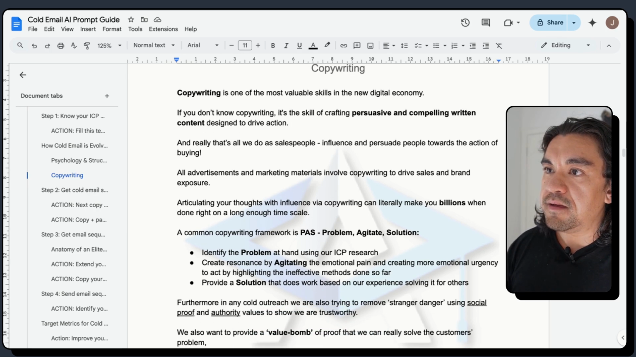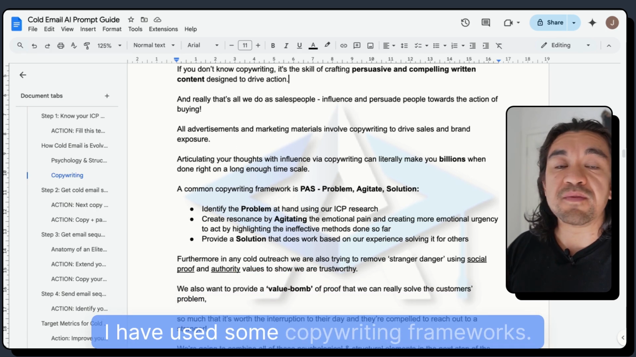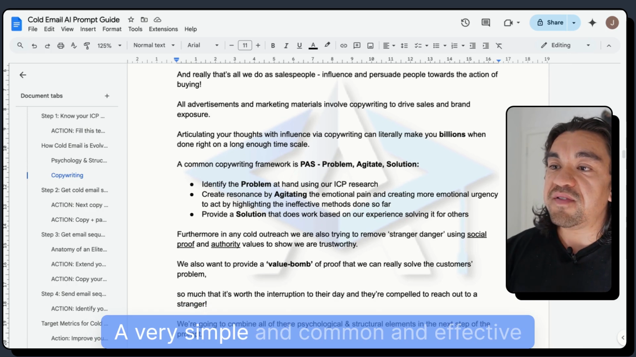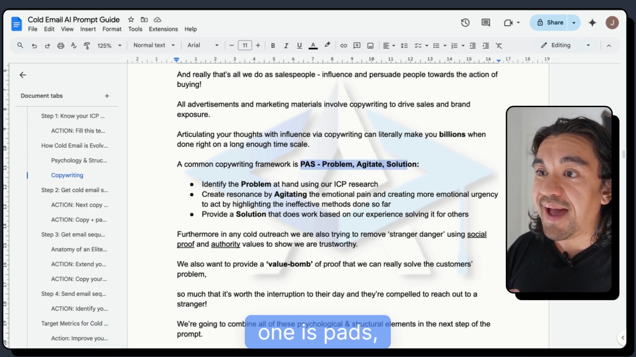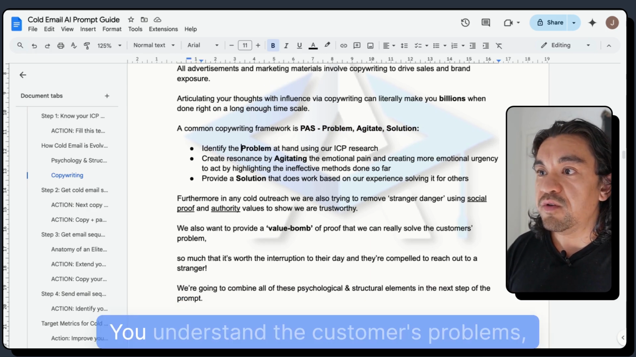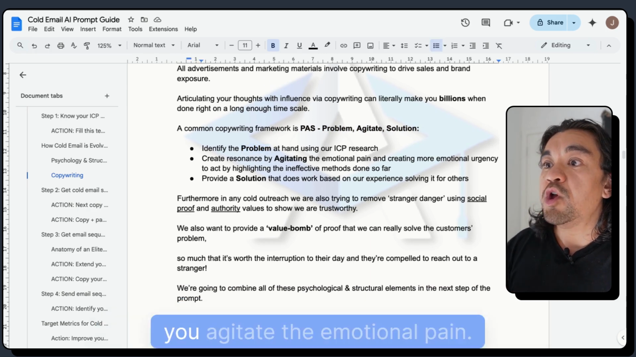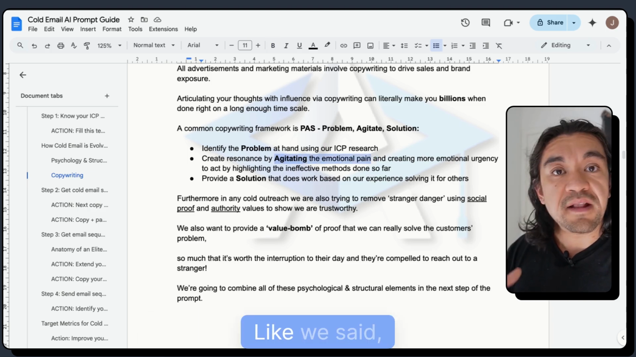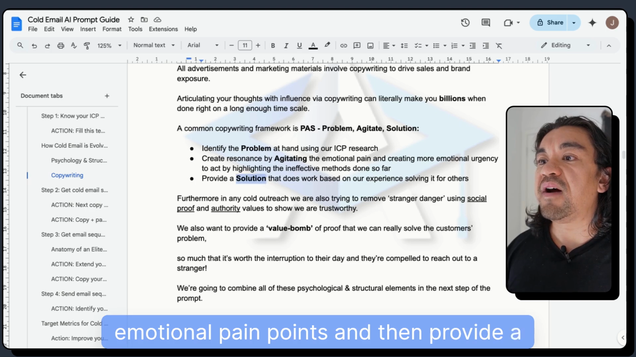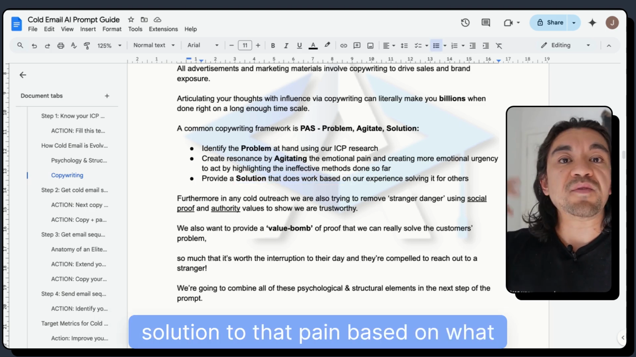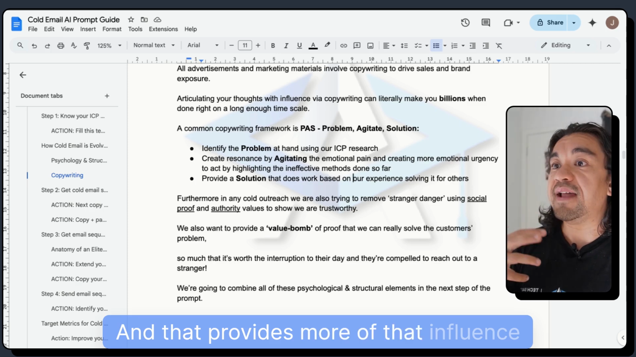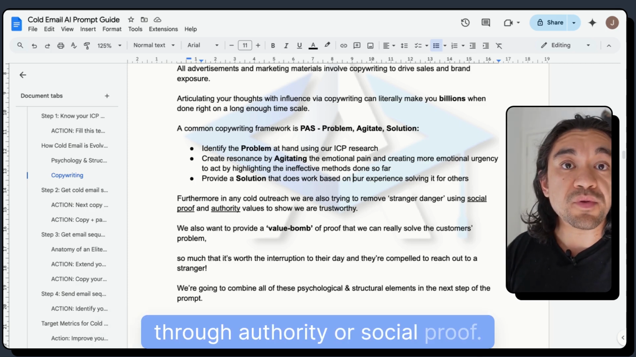And in this prompt, I have used some copywriting frameworks. There are some frameworks and templates that you can look up. A very simple and common and effective one is PAS, Problem, Agitate, and Solution. And it's basically 3 steps. You understand the customer's problems, you agitate the emotional pain. Like we said, we're going to resonate with those deeper emotional pain points, and then provide a solution to that pain based on what we've done with social proof, what we've done for others. Okay, and that provides more of that influence through authority or social proof.